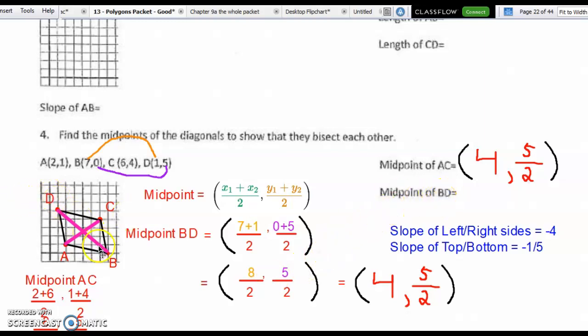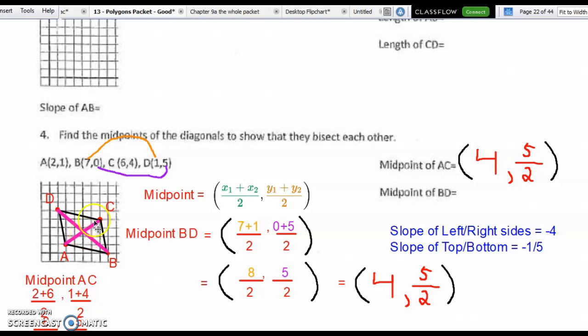Last week we had the problem of finding the midpoint of BD, and when I plot these other two points B and D, I've noticed that the slope of the left and right side is down 4 and over 1, so that's a negative 1/4, and for the top and bottom, I'm going down 1 and over 5, so that's a negative 1/5. I know that both of these, down 1 and over 5, are parallel. So this definitely is a parallelogram by the definition.